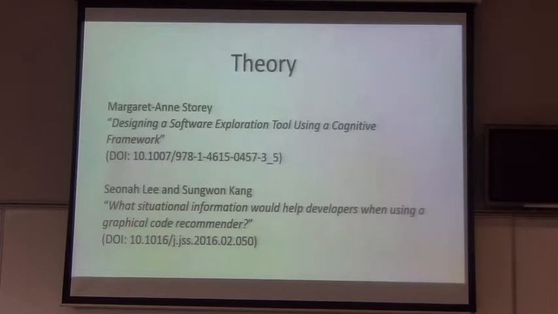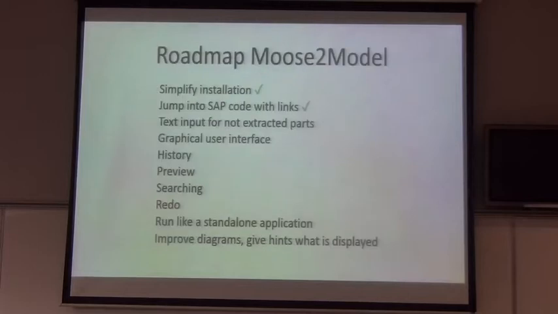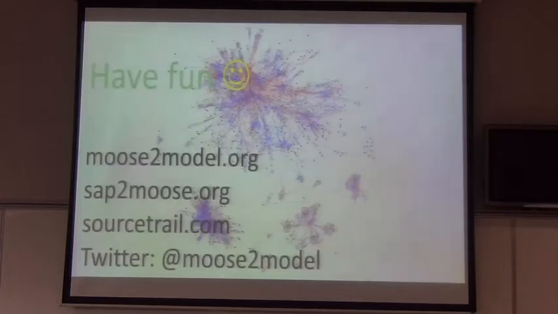Here are some links to an article, and so I tried a bit to have a look into the theory. I have a roadmap currently to simplify installation, to jump into the subcode I already made. I want to make it easier to use. These are some links, and this is the tool I made, the text structure, the source file. Everything I find out I will post on Twitter. You're welcome to follow it. Thank you. Any questions?